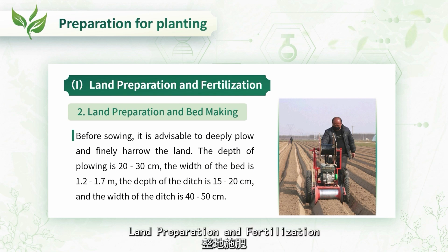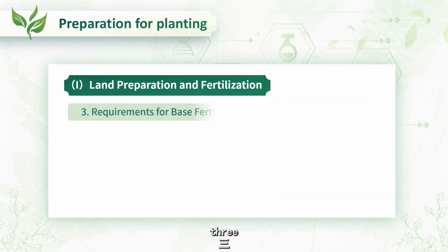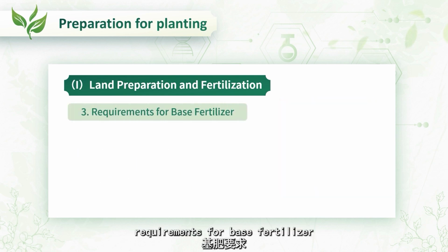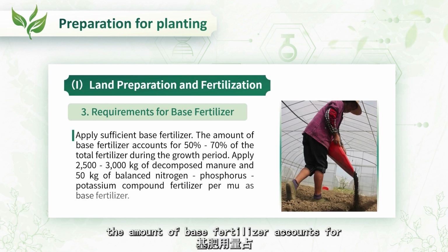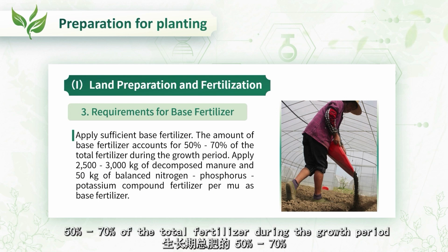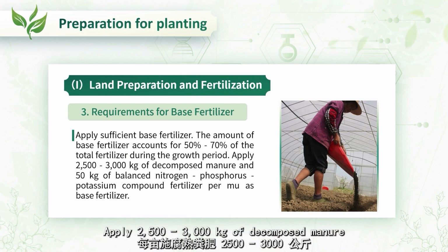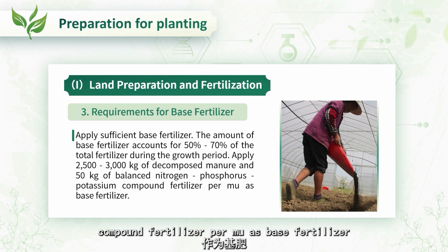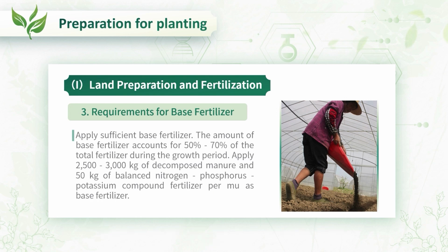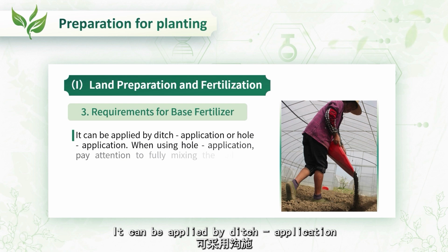Land preparation and fertilization. 3. Requirements for base fertilizer. Apply sufficient base fertilizer. The amount of base fertilizer accounts for 50%-70% of the total fertilizer during the growth period. Apply 2,500-3,000 kg of decomposed manure and 50 kg of balanced nitrogen, phosphorus, potassium compound fertilizer per mu as base fertilizer. It can be applied by ditch application or hole application.